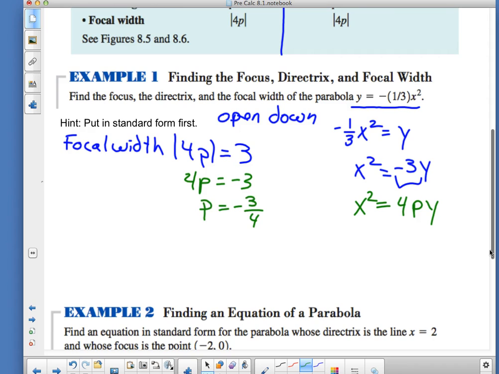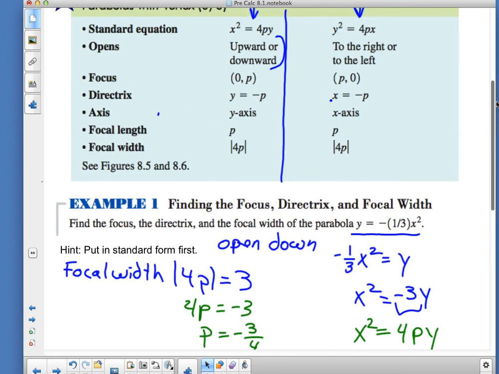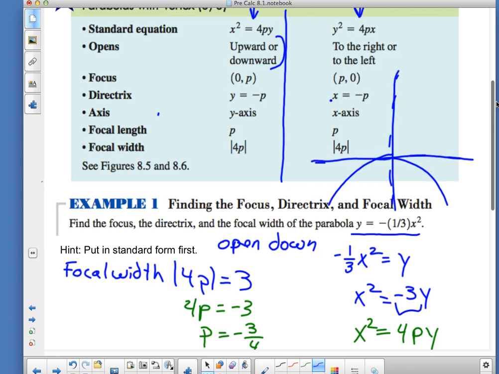Go look it up. What's p? Specifically, if I go look it up, I look up there, focal length. Well, what's the focal length? If it's open down, keep in mind, generally my parabola is going to look something like this. My parabola is going to be open down. It has a focal length. And what's the focal length supposed to do?